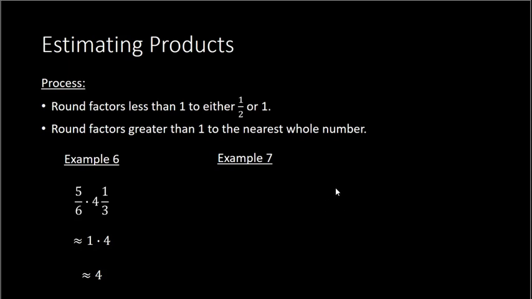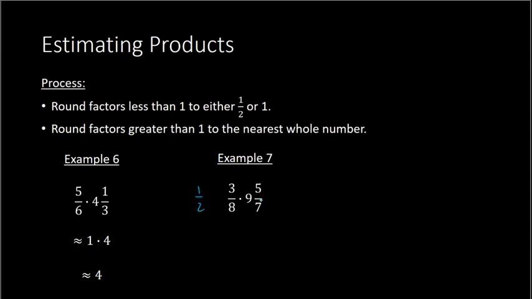We'll take a look at 2 more examples. Example 7, we have 3/8 times 9 and 5/7. So the 3/8 is smaller than 1, so we must round to either 1/2 or to 1. Well, 3/8 is almost 1/2. It's closer to 1/2 than to 1. So round the 3/8 to 1/2.